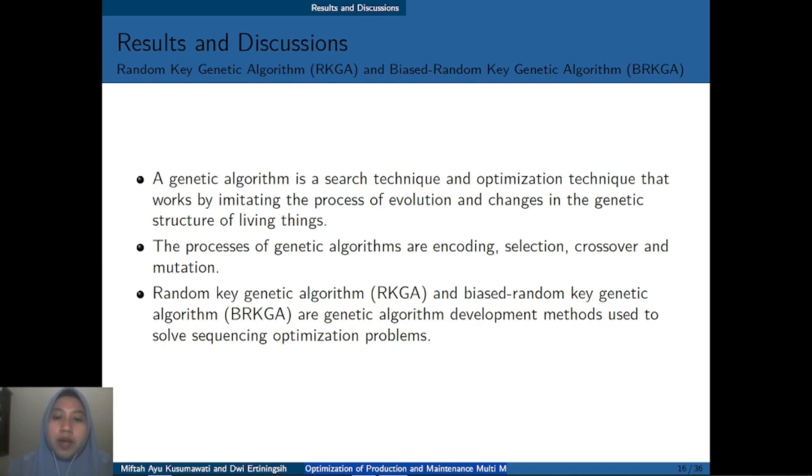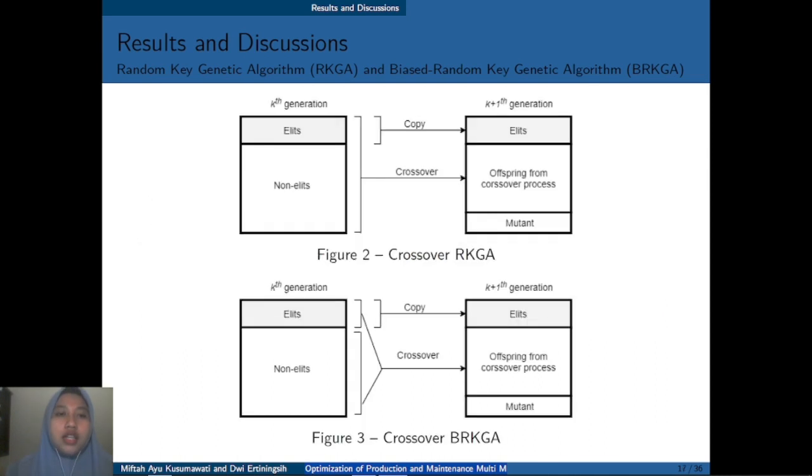Random key genetic algorithm and biased random key genetic algorithm are genetic algorithm development methods used to solve sequencing optimization problems. The difference between them is in the way of selecting the parents for the crossover process. In the random key genetic algorithm, we can select randomly from the elite and non-elite solutions, but in the biased random key genetic algorithm, we need to select one from the elite solutions and another from the non-elite solutions.